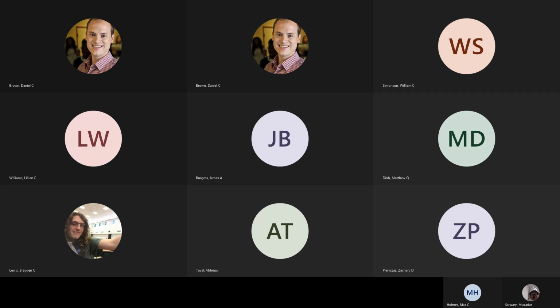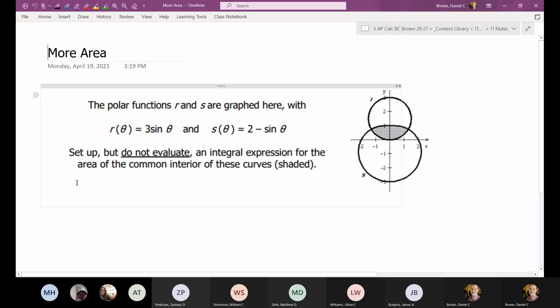Yesterday I did polar area, and I feel like there are certain things I could have done a little bit better, so I'm going to do a better job today, just explaining some things with this one problem that I shared with you. We're just going to do this problem, and then you'll have the rest of the period to work on getting ready for your test on Thursday, asking me questions and all that.